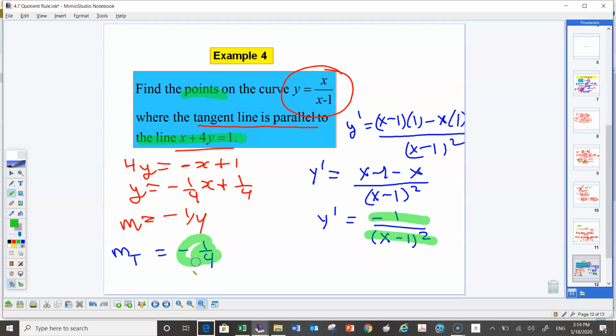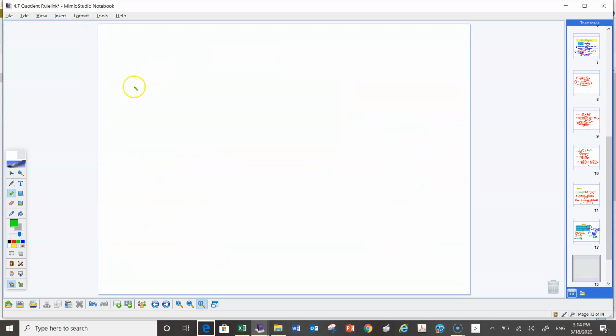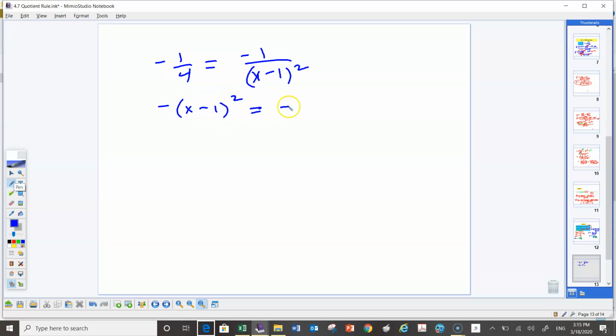Well, the slope of my tangent line is negative 1/4. So those two things both mean the same thing. They have to equal each other. So therefore, I take my slope of negative 1/4, and that has to equal the derivative, which is negative 1 over x minus 1 squared. Now there's a number of ways you can solve this. You could cross multiply and get the negative of x minus 1 squared equals negative 4. If you divide both sides by a negative, you get that.